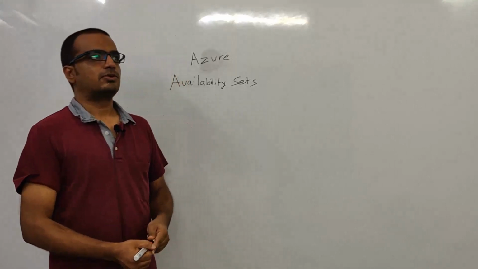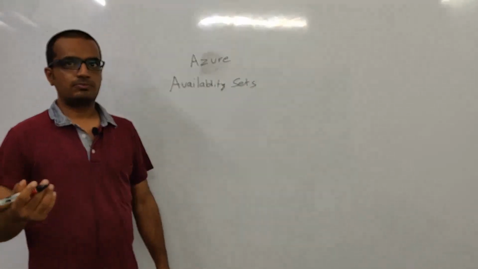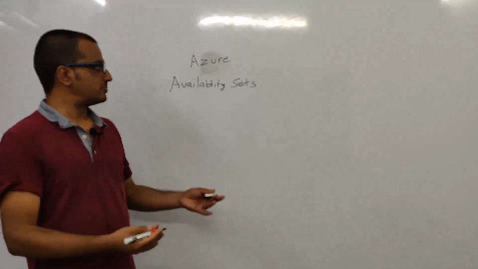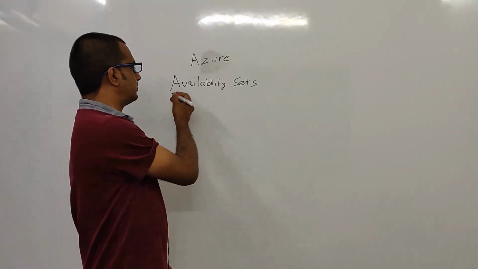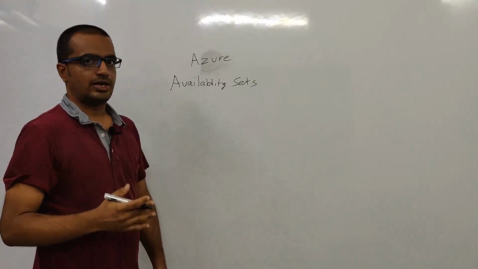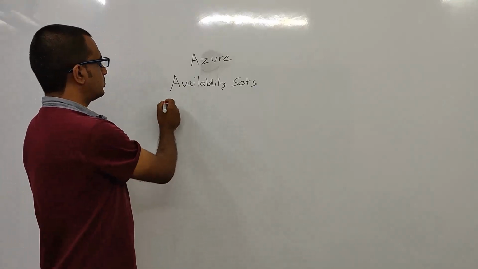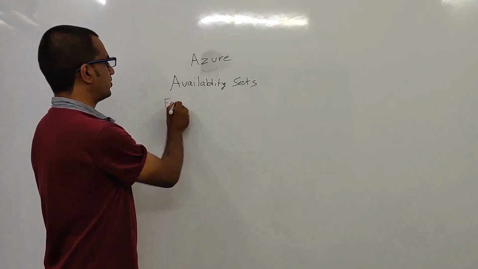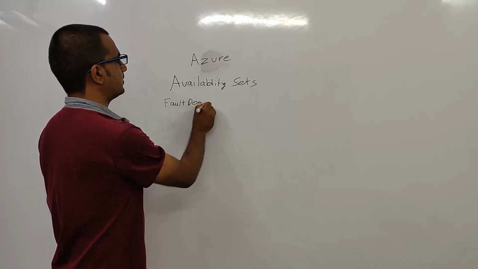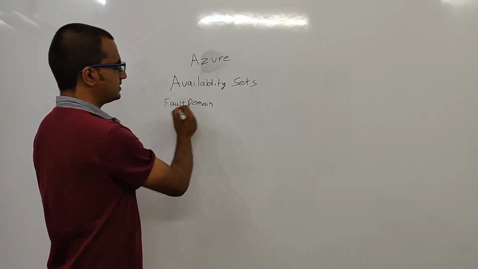So when we talk about high availability, there are two concepts which come to mind, which Microsoft would like to educate all on. One is called the fault domain. So what is this fault domain?